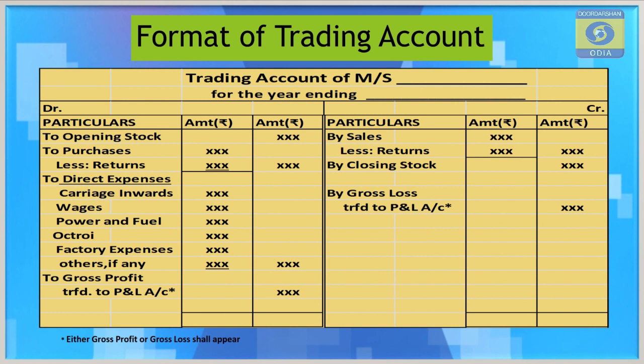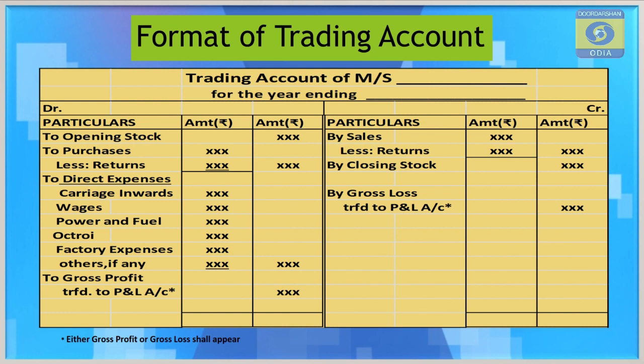Now let's come to the credit side. On the credit side we have by sales. Sales here includes both cash sales as well as credit sales, and from the sales we will deduct sales returns, if any, and what we get will go to the outer column. The next we have is closing stock. The closing stock value shall be given to you below the trial balance.